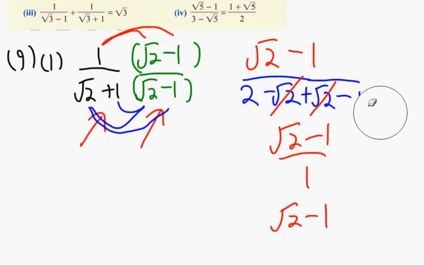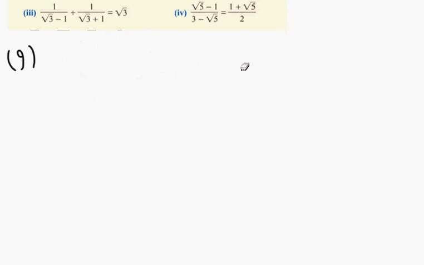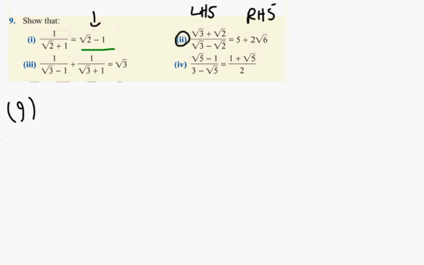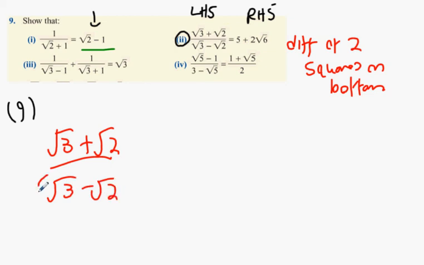Let's try this one out then, okay? 9 part 2 looks quite difficult. It's actually not too bad. What I'd write down, if I were you, just write down difference of two squares beside that, so you know what to do. Difference of two squares on bottom. So look at this one here. Root 3 plus root 2. Root 3 minus root 2.